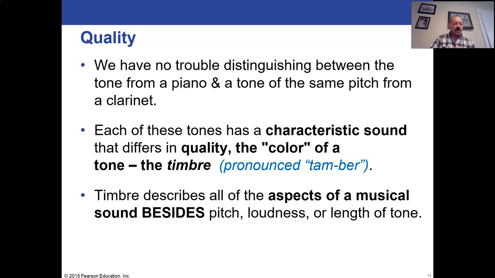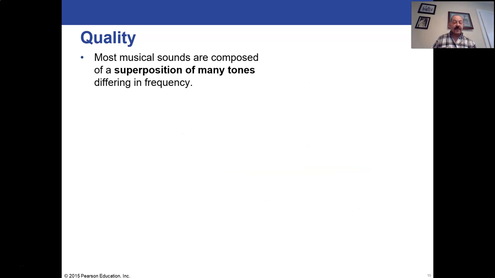And that's due to all the different partial frequencies, or overtones, which are the harmonic frequencies added to the bottom frequency, the fundamental frequency. So it's that sound that adds to the musical sound besides just pitch, which is like frequency, loudness, which is like intensity, or the length of tone, how long we're playing the note. So quality is due to the superposition of many tones at the same time.